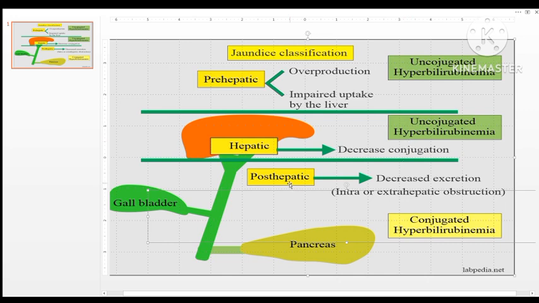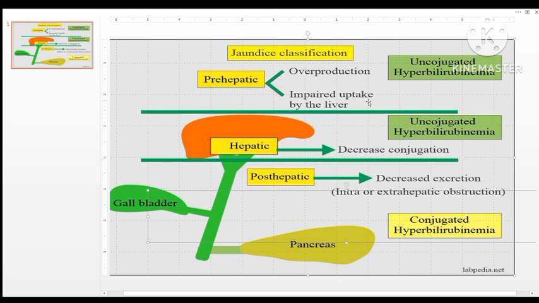Okay, now finally there is a type called posthepatic jaundice, which is also called obstructive or regurgitation jaundice, which is due to decreased excretion, extrahepatic obstruction, decreased excretion of the bile, so that it results in conjugated hyperbilirubinemia.